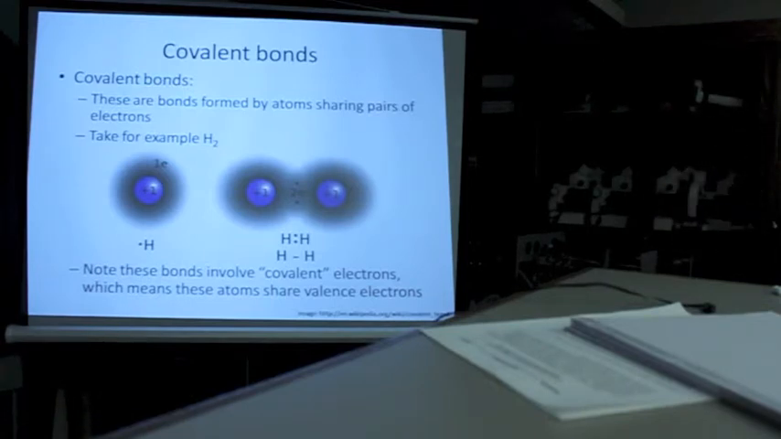Covalent is not quite as snappy as ionic, but covalent is like valence cohabitating.